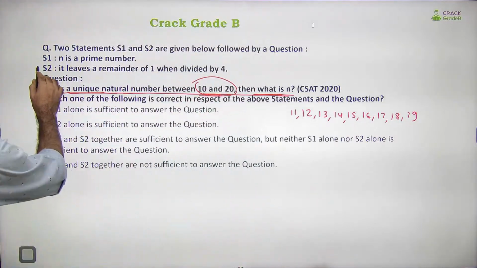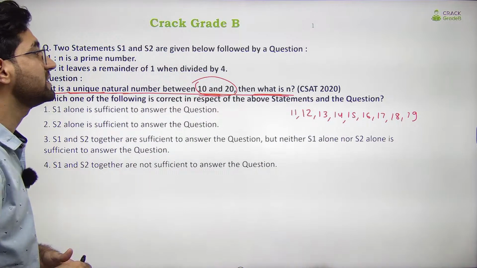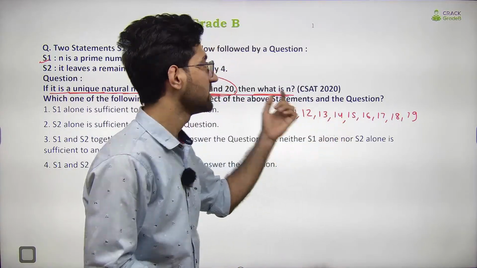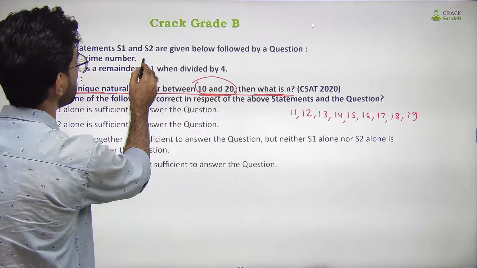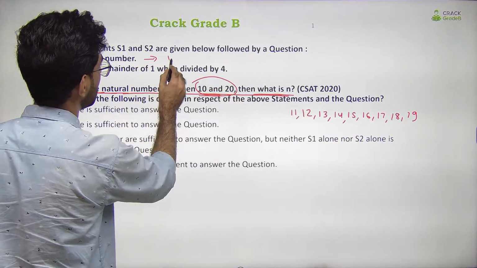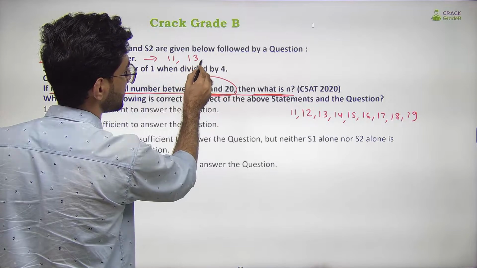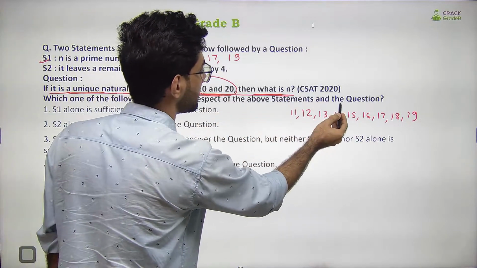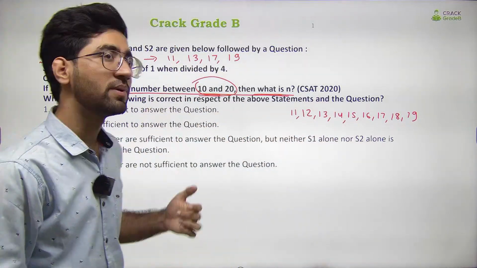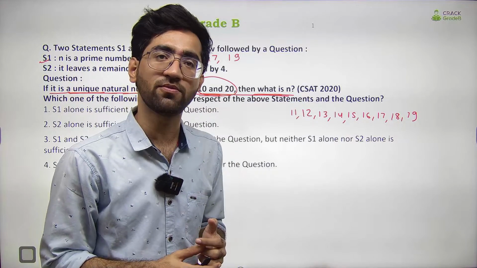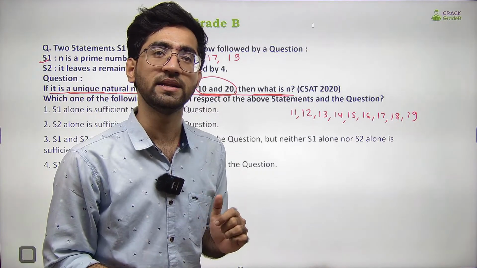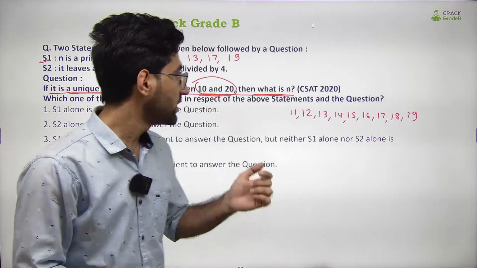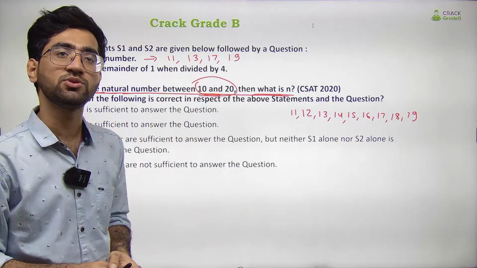Now look at statement 1. Statement 1 says that n is a prime number. So now tell me, what are the prime numbers in this list? If n is a prime number, what can n be? n can be 11, 13, 17 and 19. Are you able to find the distinct value for n? No, you are not able to find the distinct value of n by using statement 1. You are still getting 4 possible values of n.